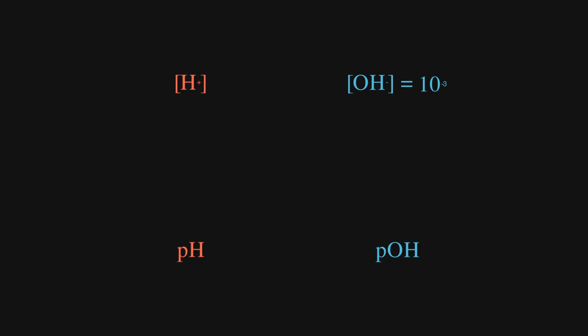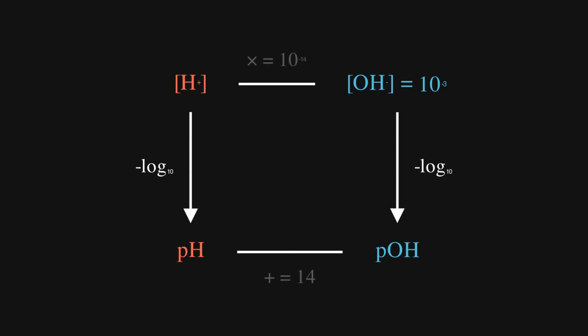To see our options for getting there, let's draw a map. Up top, we have the raw concentrations, H+ and OH-. Down below, we have their logarithmic counterparts, pH and pOH. We know the vertical paths between these realms are governed by the negative logarithm, and from our seesaw in the last section, we know the horizontal rules. Up top, the concentrations must always multiply to 10 to the negative 14. Down below, the p-values must always add to exactly 14.